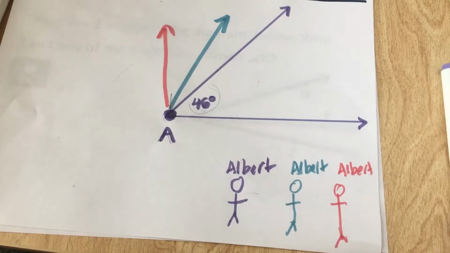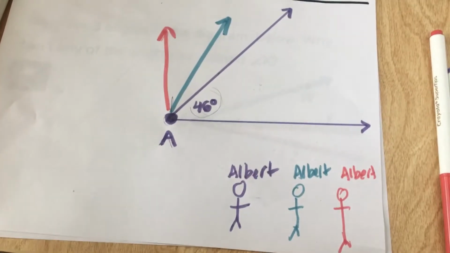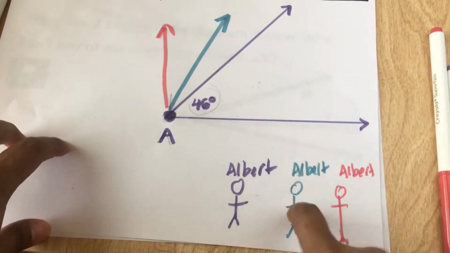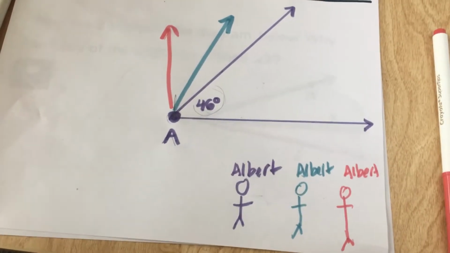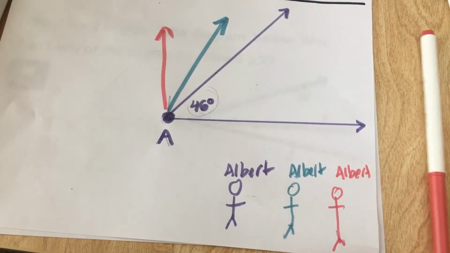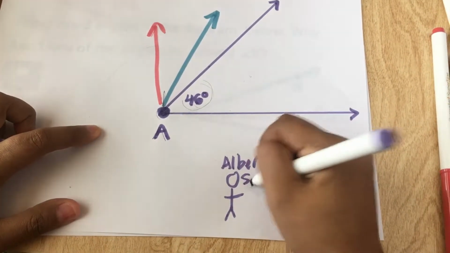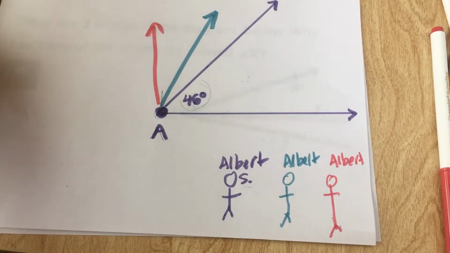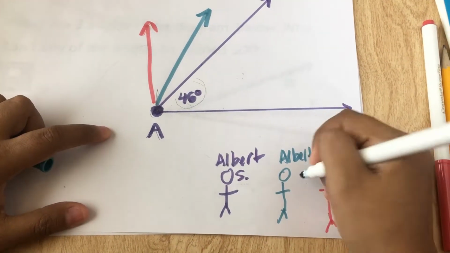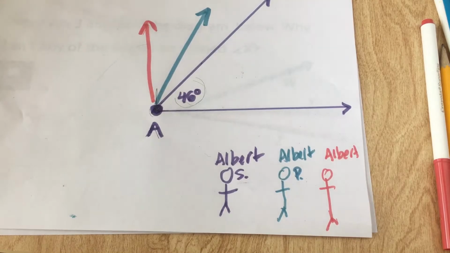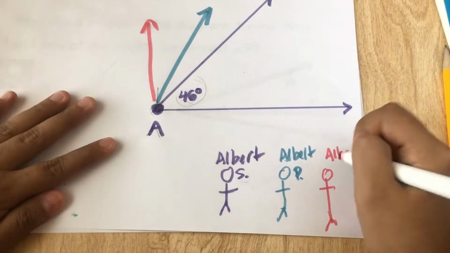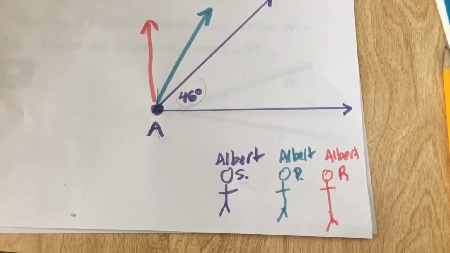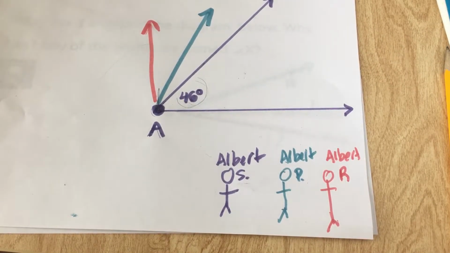I can't just say, Albert, tell me the answer to question blah, blah, blah, because then neither of the Alberts will know which Albert I'm referring to. So I can call this one Albert S for his last name. I can call this guy here Albert P because his last name starts with P. And I can call this third Albert R. And so when I say Albert R, tell me the answer, we all know which Albert we are speaking about.